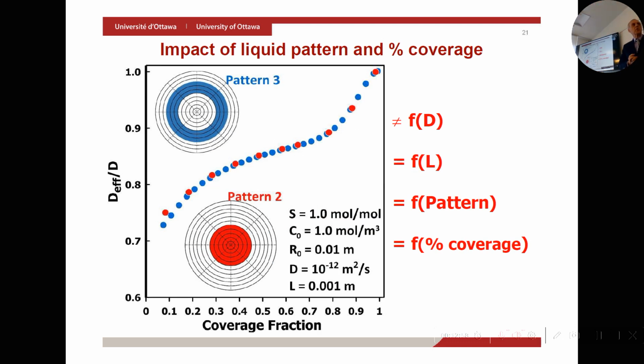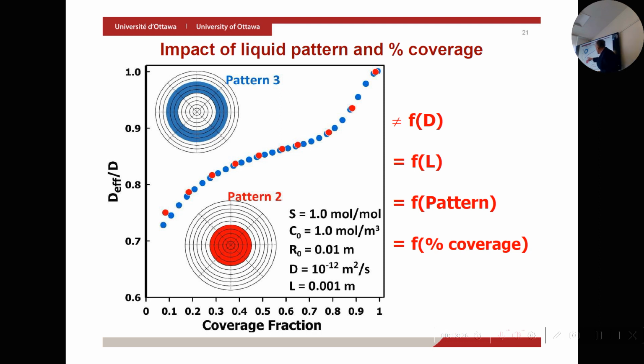So if you look at this one here, you have two patterns. One is the drop in the middle as it's expanding, and the other one is a ring around, also an expanding ring, for the system, and this is the percentage coverage. And of course, when you have a coverage of one, a fraction of one, it is because you have a flooded cell. When you have zero, you have no liquid that has been applied to the membrane.